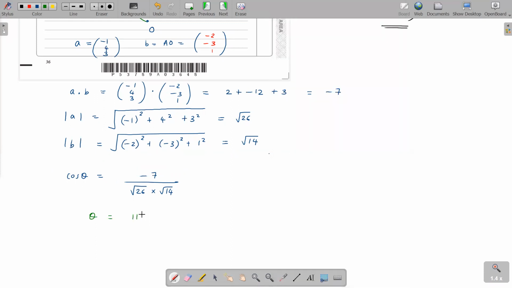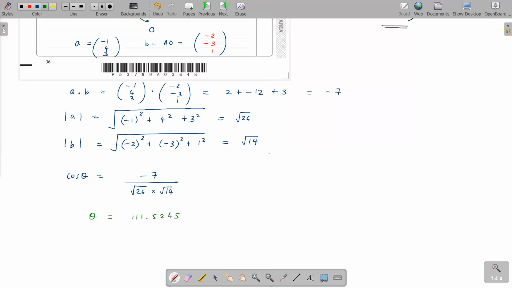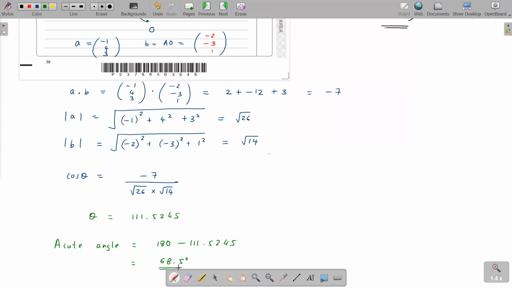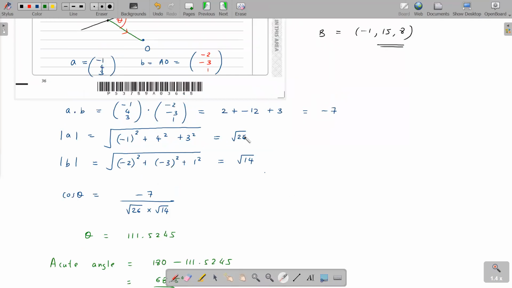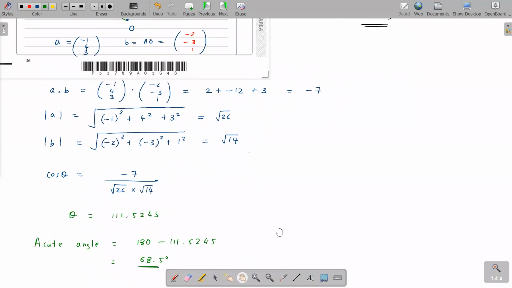So 111.5245, and then the acute angle is 180 minus 111.5245. So the answer is going to be 68.475. Then they want the answer correct to 1 decimal place, right? 68.5 degrees. Okay, so I hope you were able to understand what I was saying about this part here. Yes, they want the answer in degrees to 1 decimal place. So this is the answer in degrees to 1 decimal place.